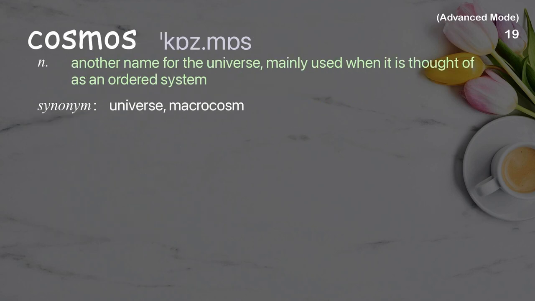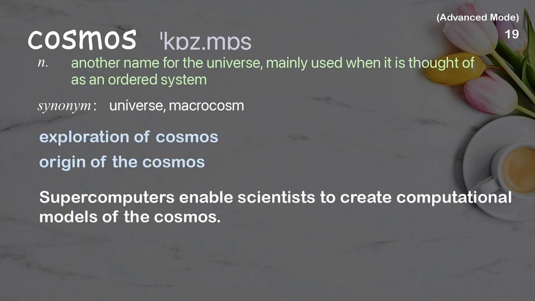Cosmos. Another name for the universe, mainly used when it is thought of as an ordered system. Examples. Exploration of cosmos. Origin of the cosmos. Supercomputers enable scientists to create computational models of the cosmos.